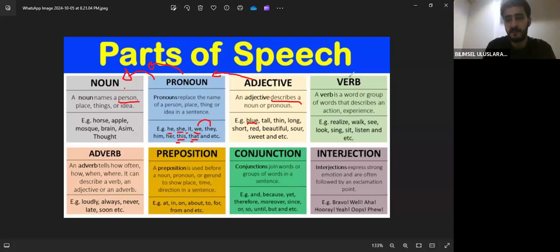Then we have verbs. You guys are probably very familiar with verbs. Verbs are things that describe movement or action or an experience. A verb is a word or group of words that describes an action or experience. Can you give me an example of a verb that contains a group of words?